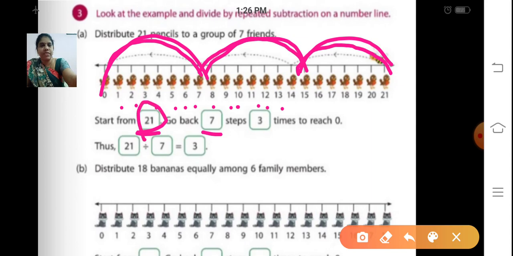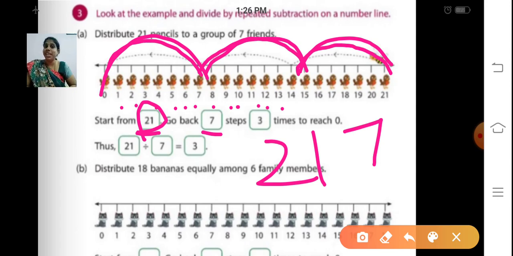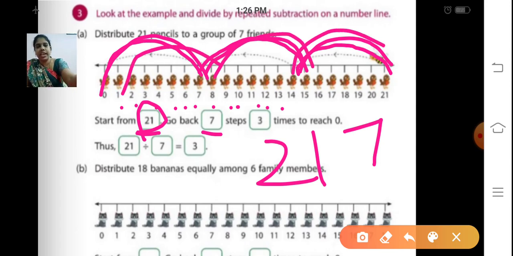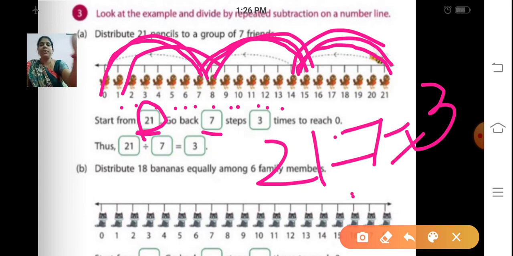So start from number 21. What do you have to write? We have started from number 21. Go back. How many steps did we go? How many steps back? 7 steps we went back, right? How many times? Count. 1 time, 2 times, 3 times. So 3 times. Now 21 divided by 7 is equal to 3.